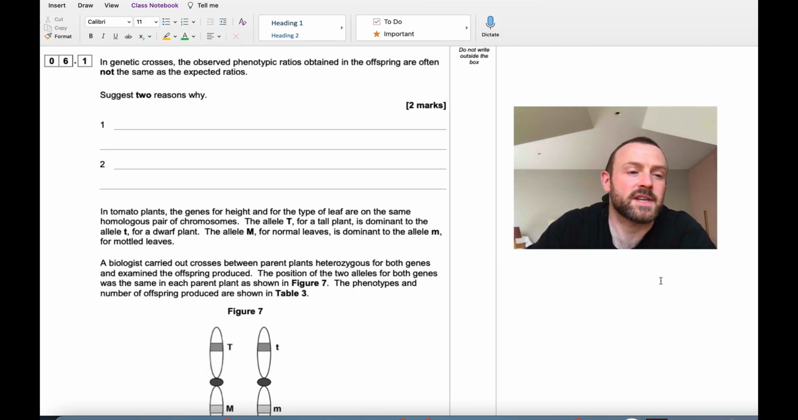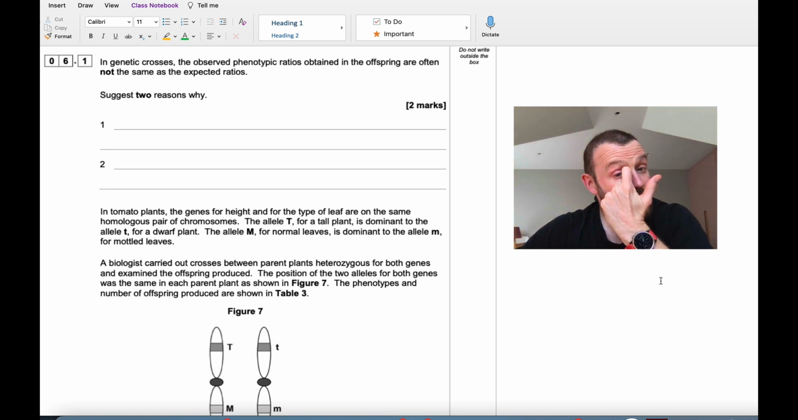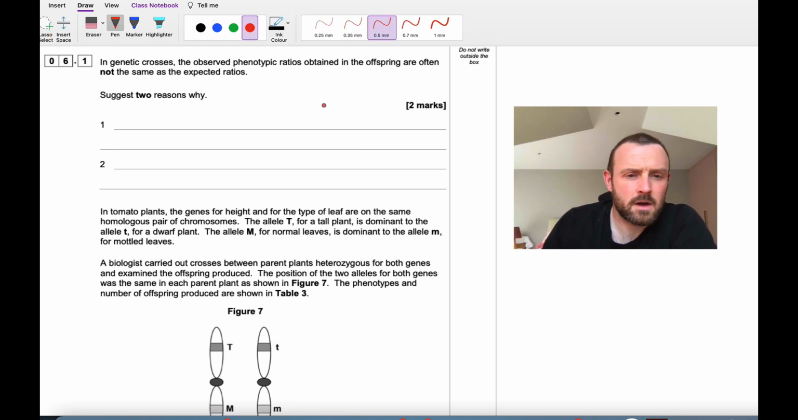Okay, on to question 6. In genetic crosses, the observed phenotypic ratios obtained in the offspring are often not the same as the expected ratios. Okay, so first of all, fertilization is random.